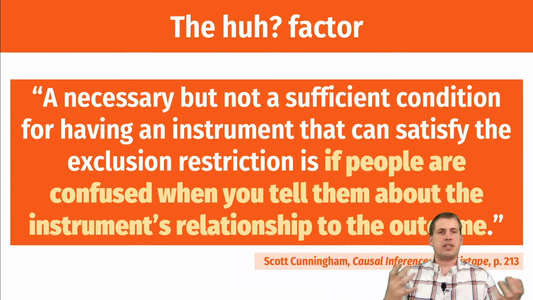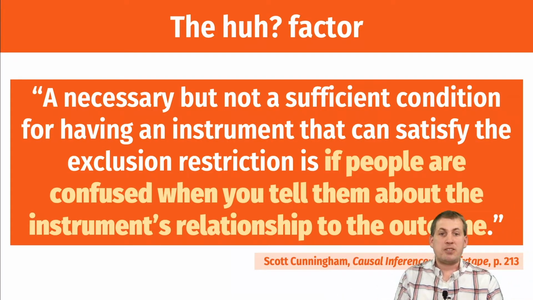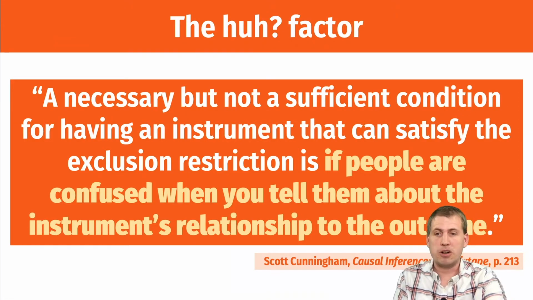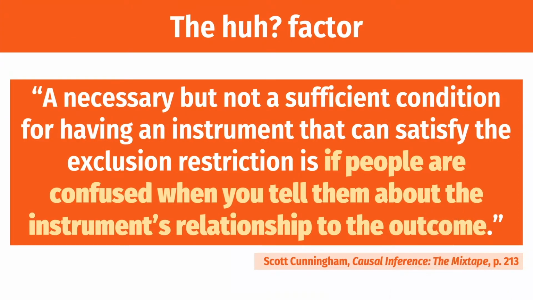It's a logical explanation. As you read in the Causal Inference Mixtape, though, one qualification for having a good instrument is this thing that Scott Cunningham calls the factor, where if you want to have a good instrument, it has to be something that makes people confused when you tell them about the relationship between the instrument and the outcome.